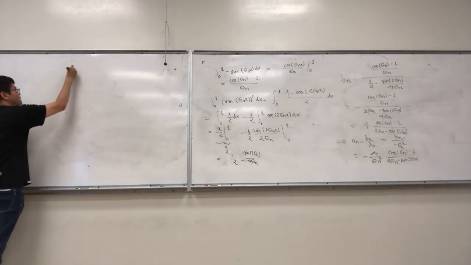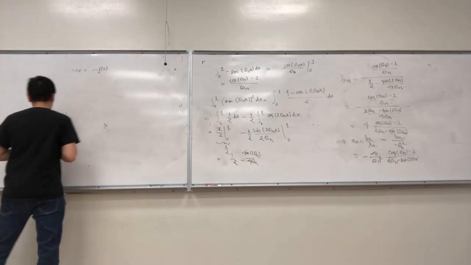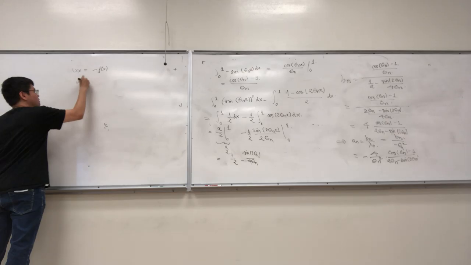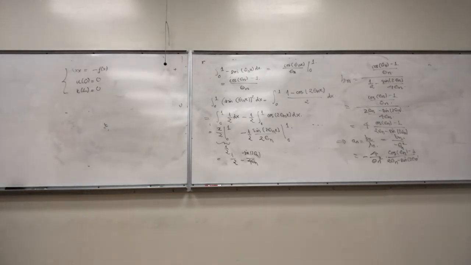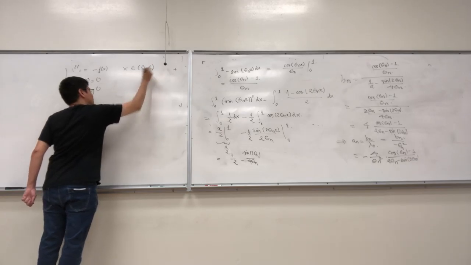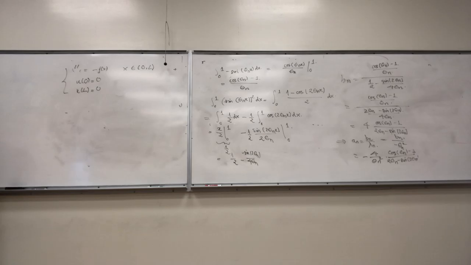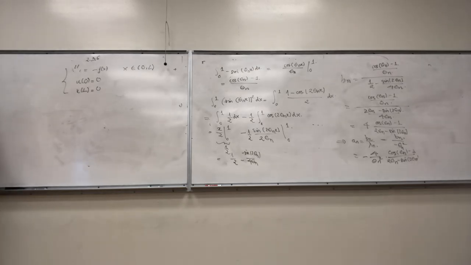Now, let us consider another problem. u_xx is minus f, and u(0) is 0, and u(L) is also 0, with x going from 0 to L. So this is 2.3.5, right? This is the equation that we want to solve. Second derivative of u is minus f for x inside the interval 0 to L. u at 0 is 0, and u at L is also 0.